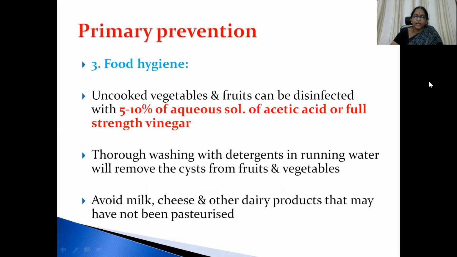Then food hygiene. Uncooked vegetables and foods can be disinfected with a 5 to 10% aqueous solution of acetic acid or full strength vinegar. This is one thing. Then thorough washing with detergents and running water will remove the cysts from foods and vegetables, but it has its own chemical effects because detergent means chemical only. We need to be a little careful. Avoid milk, cheese, and other dairy products that may not have been pasteurized.